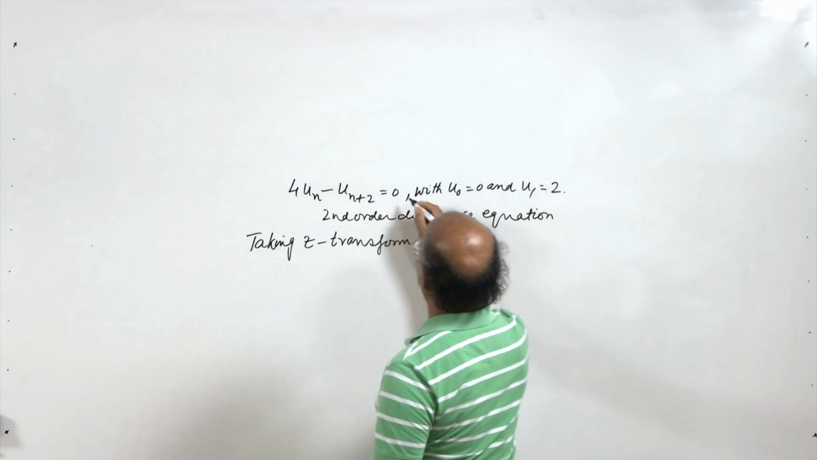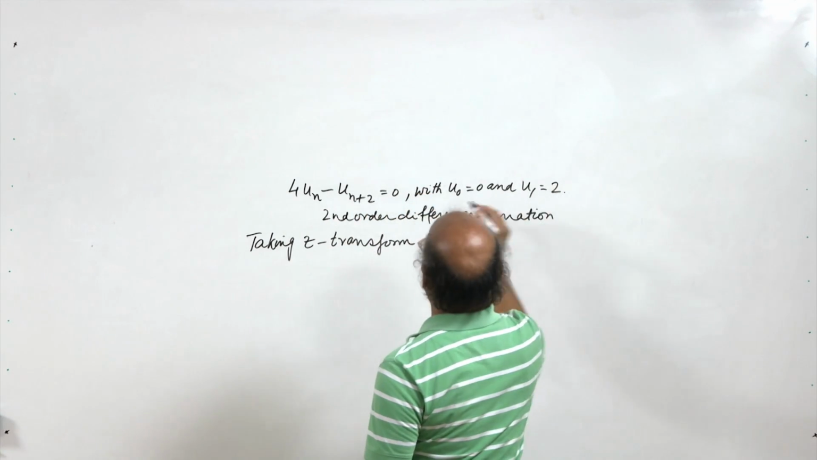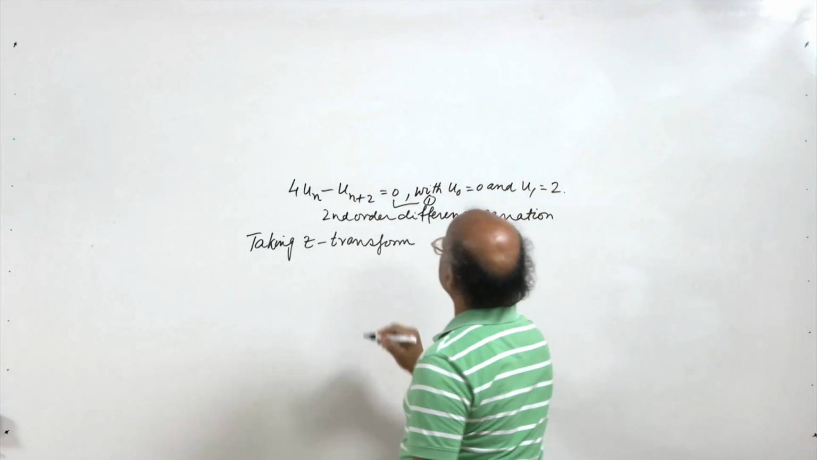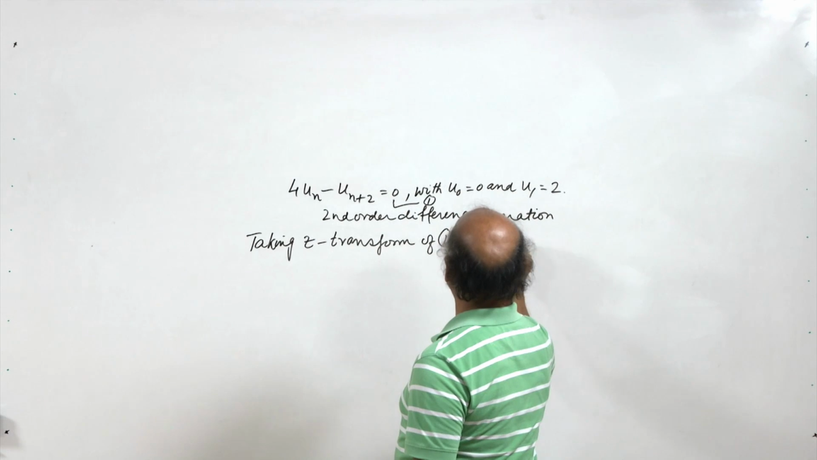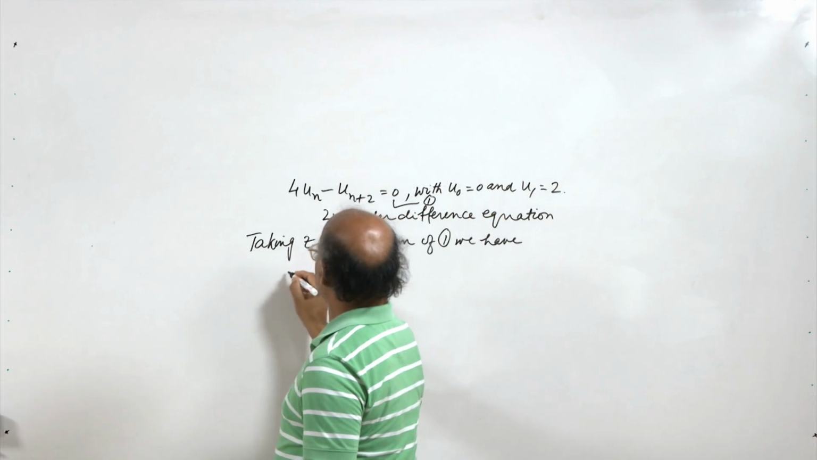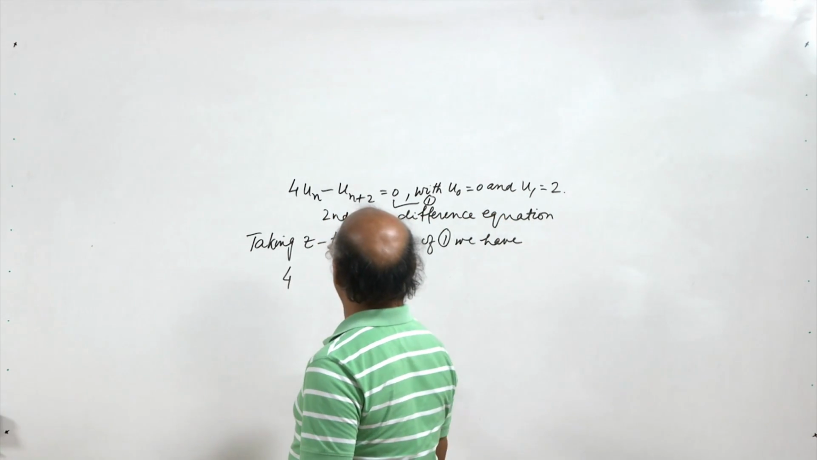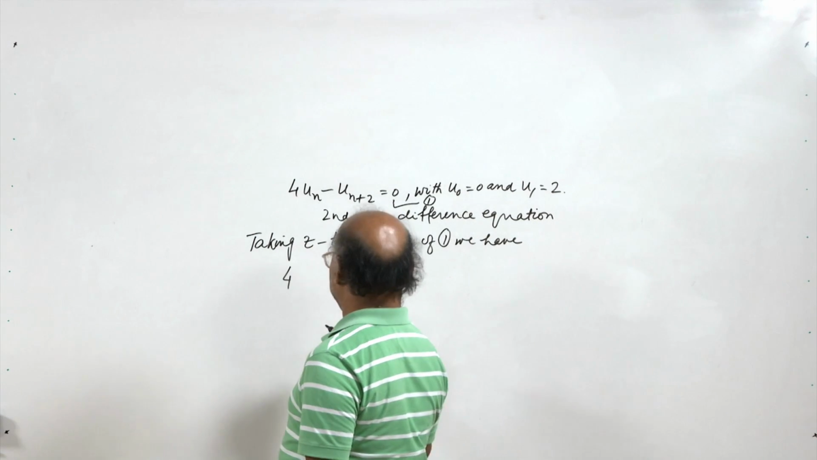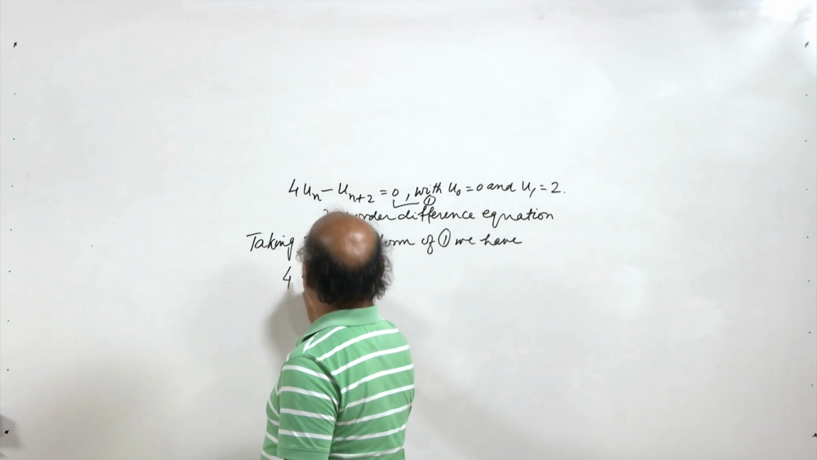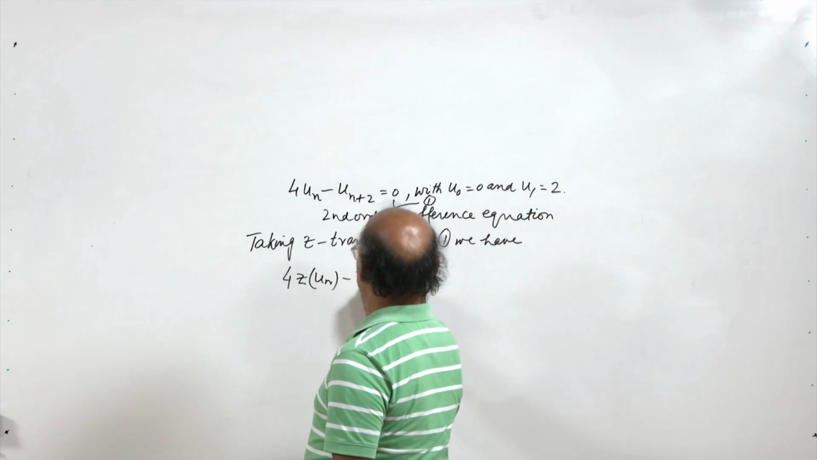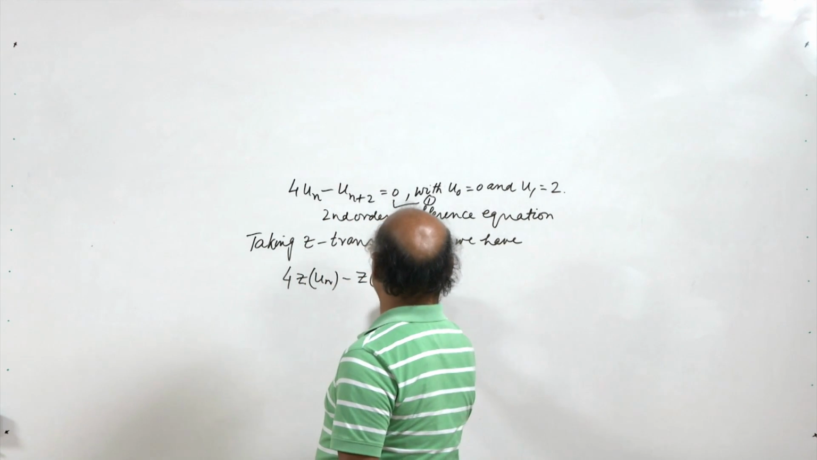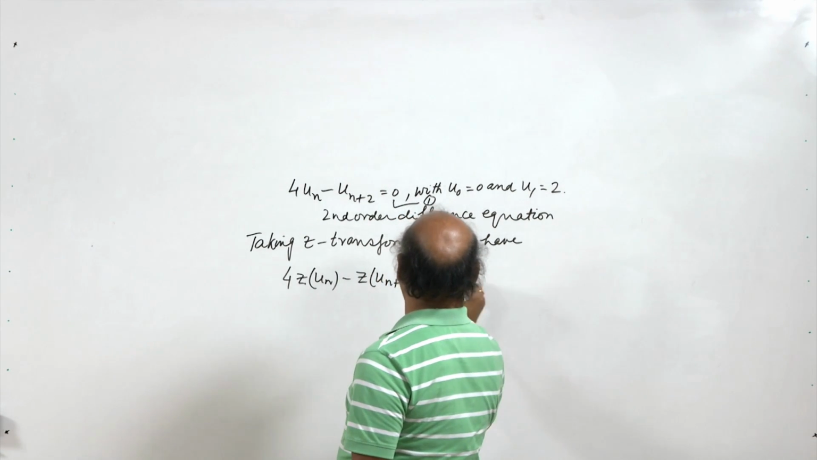Let me call it equation 1. So, taking the Z transform of equation 1, we have 4 times Z of un minus Z of un plus 2 equal to Z of 0, which is 0, since Z possesses the linear property.